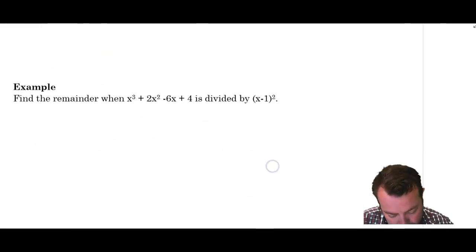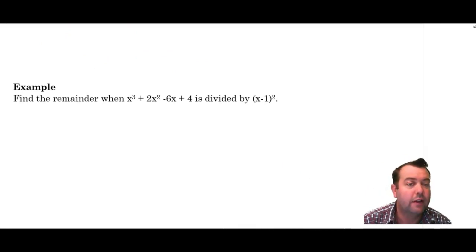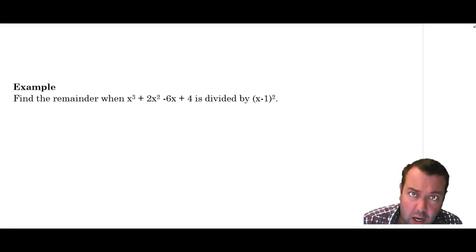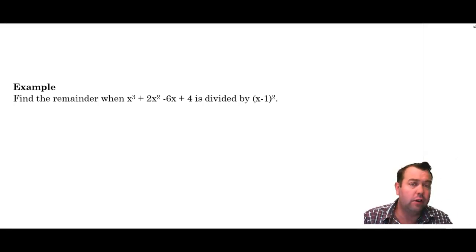Now, find the remainder when this polynomial is divided by x minus 1 squared. Does the remainder theorem work with divisors like this, x minus 1 squared? No, it doesn't. It only works with x minus 1. So I can't use the remainder theorem here.